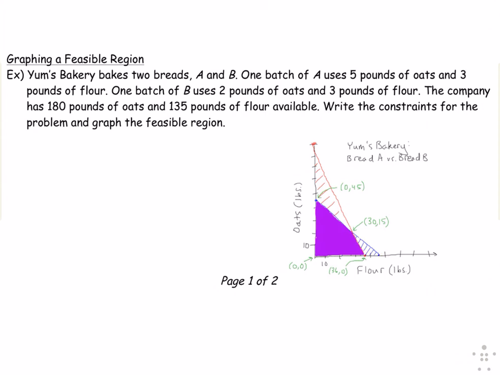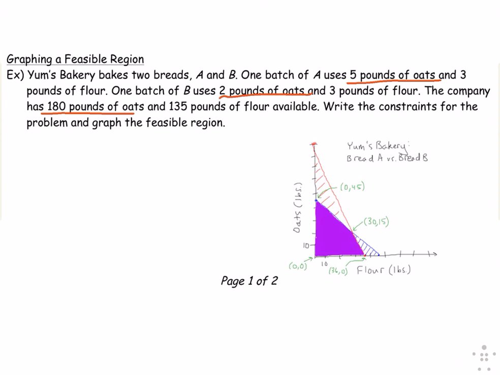First, we need to figure out the system of constraints. So looking at the problem, I'm going to scan through. I need to come up with themes. I have breads A and B. Batch A uses 5 pounds of oats, 3 pounds of flour. Batch B uses 2 pounds of oats, 3 pounds of flour. And the company has 180 pounds of oats. Well, in the real world, we don't have an infinite supply of quantities, so that's why this is going to be known as a constraint. And it's an inequality because we don't have to use all the pounds of oats.